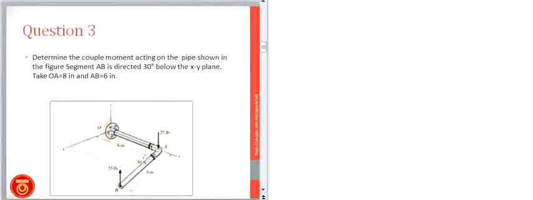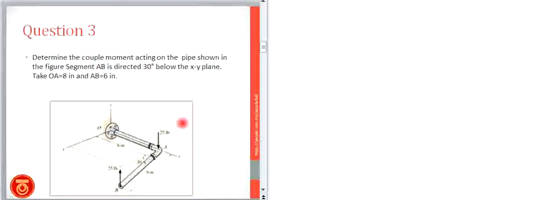For the previous two questions, we already learned about 2D couple moment. So now for the third question, we learn about 3D couple moment. The question is: determine the couple moment acting on the part shown in the figure, and the segment AB is directed 30 degrees below the XY plane. Take OA equal to 8 inch and AB equal to 6 inch.